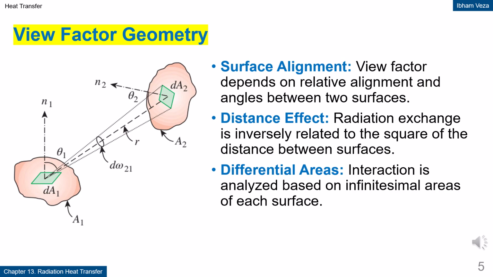View factor geometry. The view factor is determined by the relative alignment of surfaces and their viewing angles. The distance between surfaces affects the received radiation intensity, which decreases as the distance increases. The analysis is carried out using differential area elements on each surface. This approach makes the formulation general for many geometries. Therefore, the view factor is purely a geometric quantity.